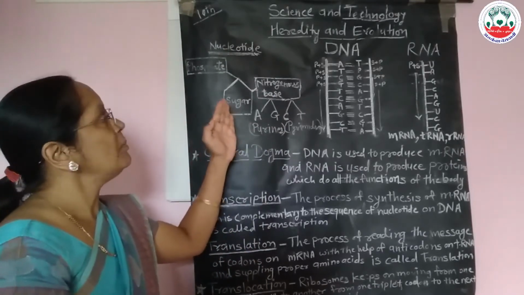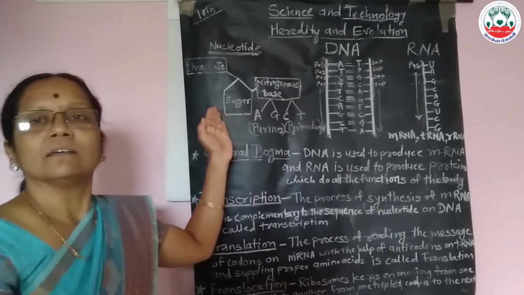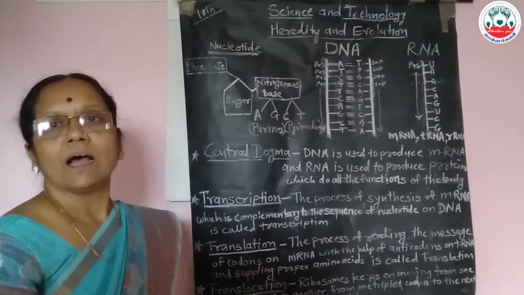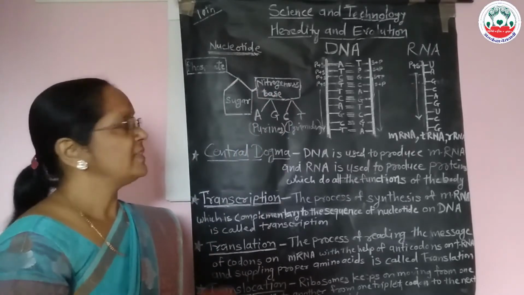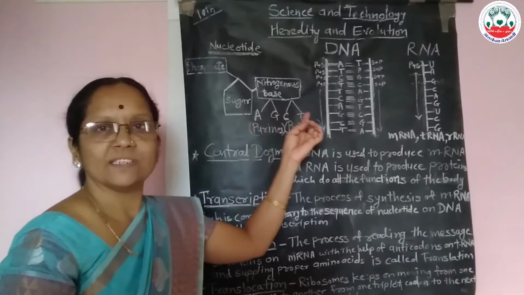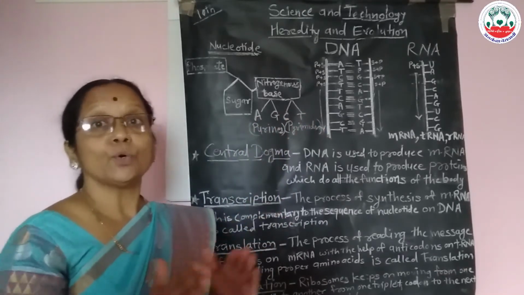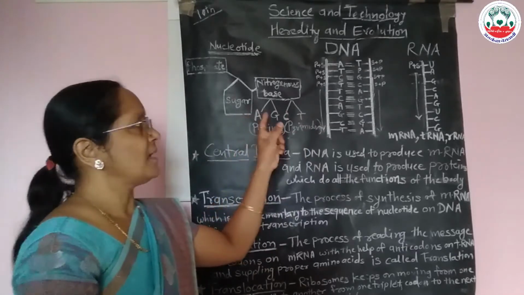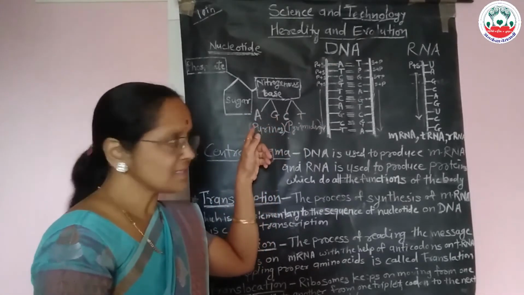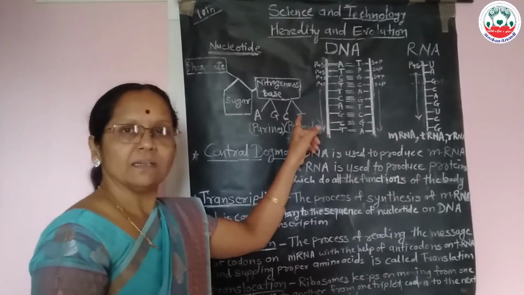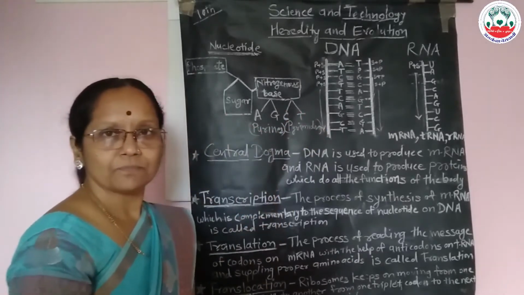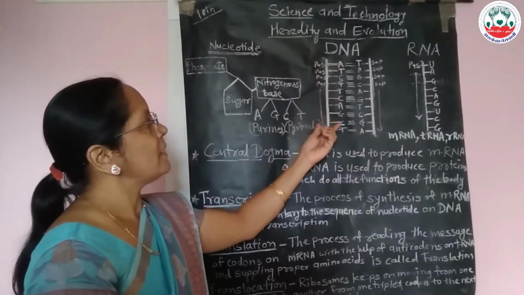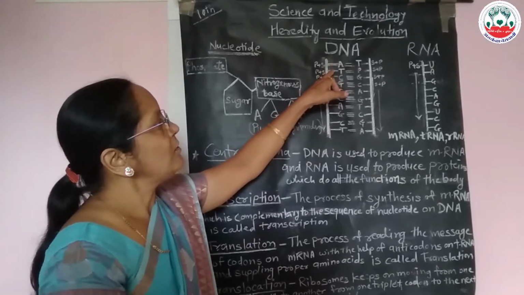The sugar molecule present in DNA is deoxyribose sugar. Here, nitrogenous bases are of four types. They are adenine, guanine, cytosine and thymine. They are divided into two groups, purines and pyrimidines. Adenine and guanine are called purines. Cytosine and thymine are called pyrimidines. See here, students, one strand of DNA has many nucleotides.